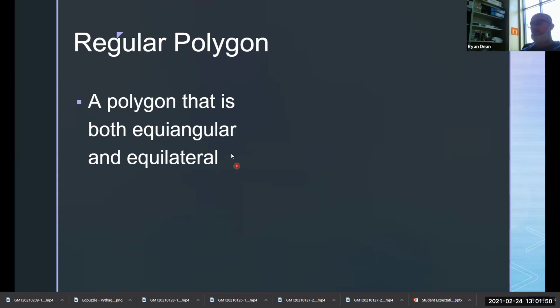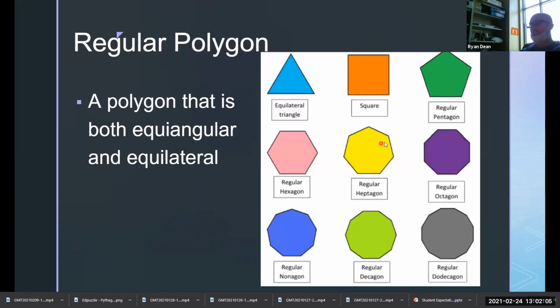So when we're talking about our polygons here, all of the shapes that we're dealing with have the exact same angle measure and the exact same side length for every side and every angle. Okay, so here are some of our examples of regular polygons and kind of what they look like.